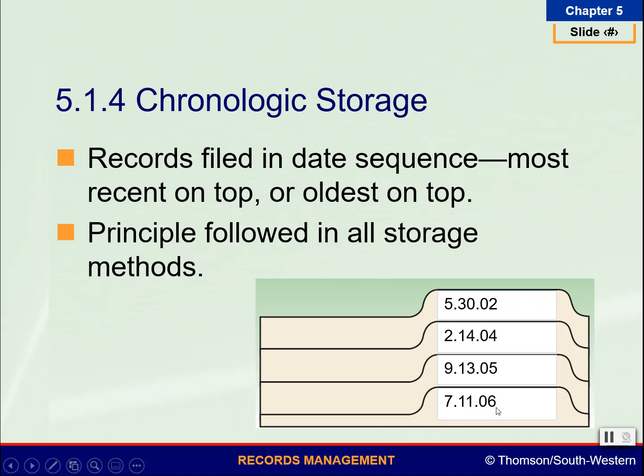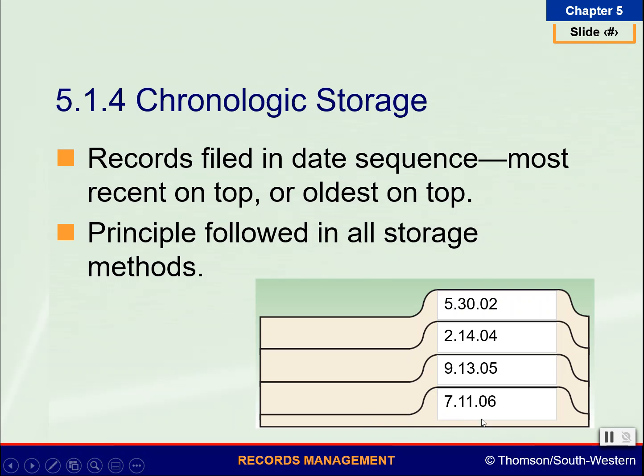When you pull out a drawer, you can see that July 11, 2006 is the most recent. Again, recent on the top means the current or latest date is on the top and the oldest date will be the last. This is a file from 2006, this is a file from 2005, this is a file from 2004, and this is a file from 2002. So this is the oldest one. The most recent or newest one will be on the top.